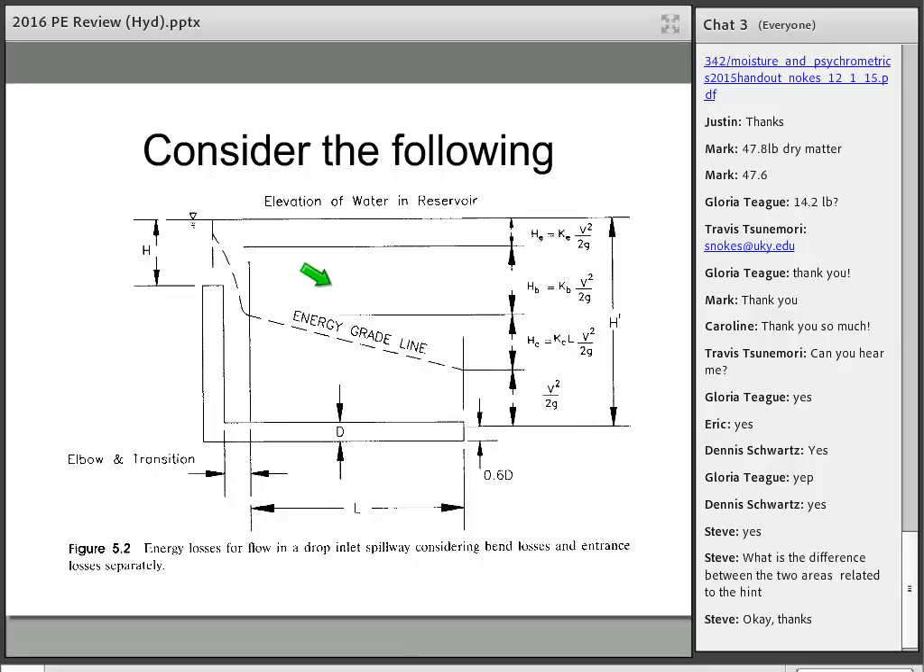And this is a classic picture out of a fluids book that you'd use in a civil engineering class, typically. That's where I remember it from.